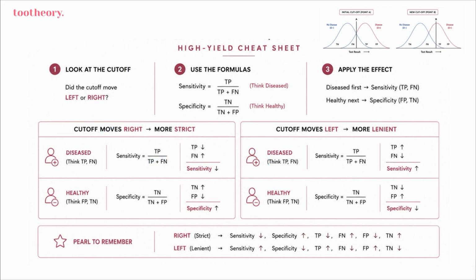The second thing is that you need to know these formulas by heart, the sensitivity and specificity formulas. And lastly, you need to just see if they're asking about the diseased people or the healthy population, and you need to apply. So if the cutoff moves right, they're talking about the diseased people.